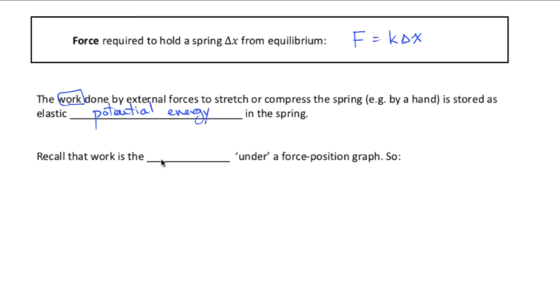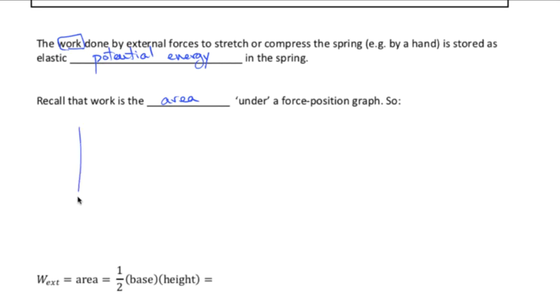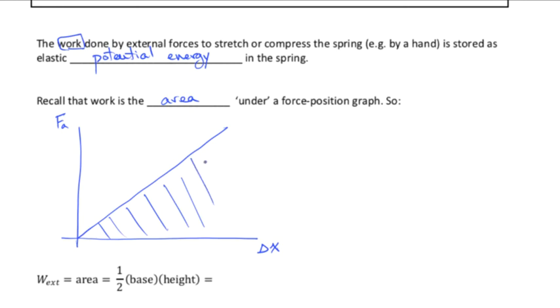First, recall that work is the area under a force position graph. So if we go back to the graph above, where we had the force applied by my hand on the y-axis and the displacement delta x on the x-axis, and this was our graph, then the area under this curve should be the work that has been done on the spring, and therefore the potential energy stored in the spring. So let's think about how to figure that out.